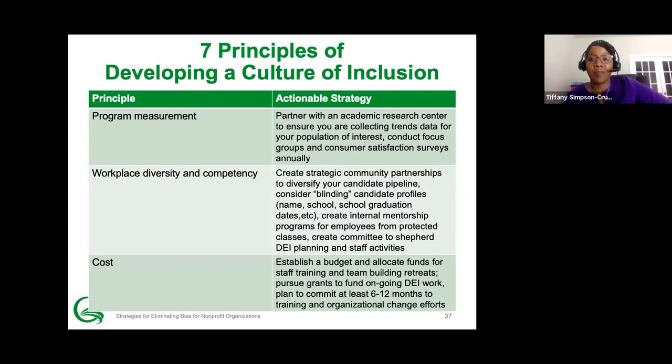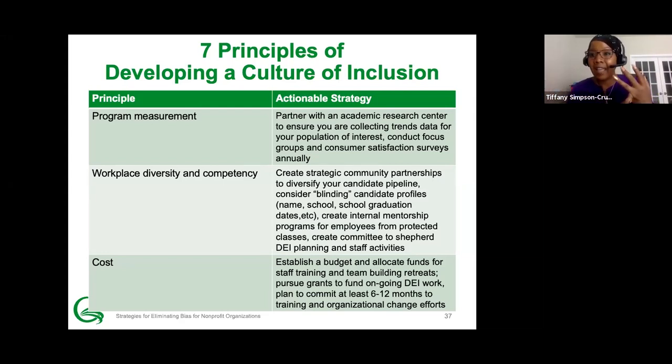Workplace diversity and competency. We've talked about training, but when we really get into making it our way of doing business, who are your community partnerships with? How do you diversify your candidate pipeline? Historically, if your organization is pretty monocultural and homogenous in nature, how are you diversifying your candidate pool? One critical thing from an HR perspective that you can do is blind candidate profiles. So when resumes come in, have a designated staff person de-identify them.